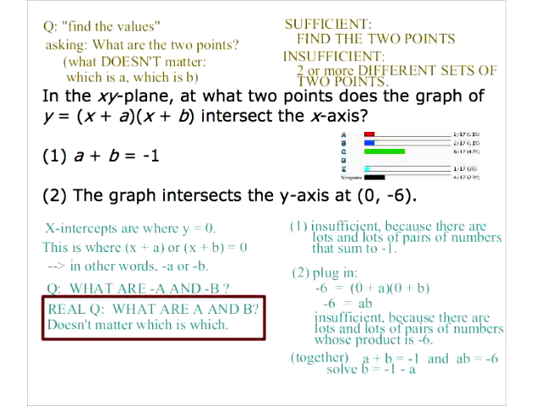Substitute and solve. What you will find if you do that, again, I don't want to show the steps of the algebra, but what you will find is either a is negative 3 and b equals 2, or a equals 2 and b equals negative 3. So these are the same set of 2 numbers, so this is sufficient. Again, we don't care which one is called A and which one is called B because it's irrelevant. We just need to find the 2 points.